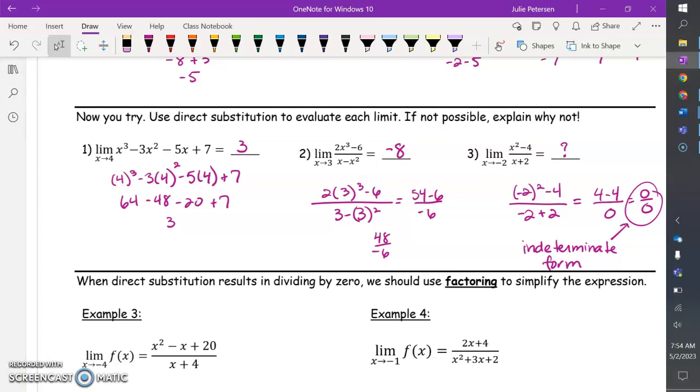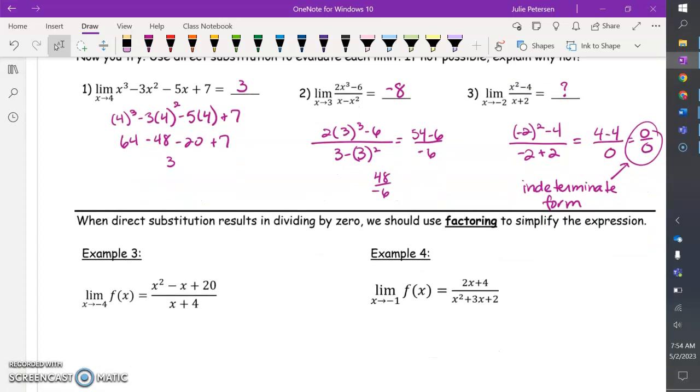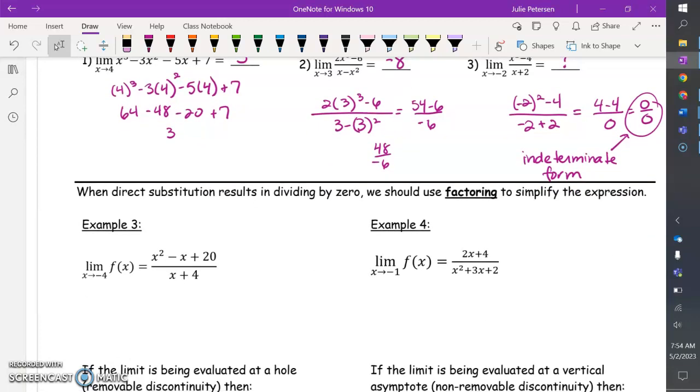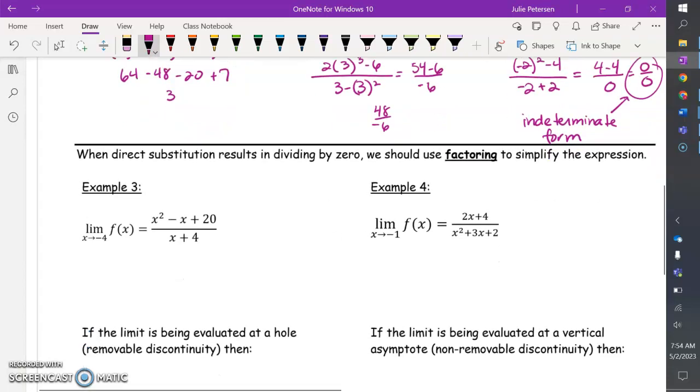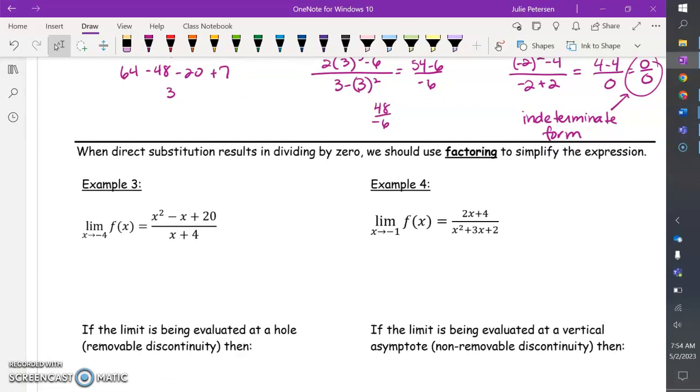Because as you look back, we could have seen on number 3 right away that substituting negative 2 in was going to make us divide by 0, and we know that means a function's undefined. So let's talk about some of this factoring. We've got an example here for a limit of a function as x approaches negative 4. And it's a rational function, and when I look at the numerator, I see that we can factor that. So I'm going to go ahead and factor that right now, and I'm going to say, well, that is x minus 5 times x plus 4 over x plus 4.